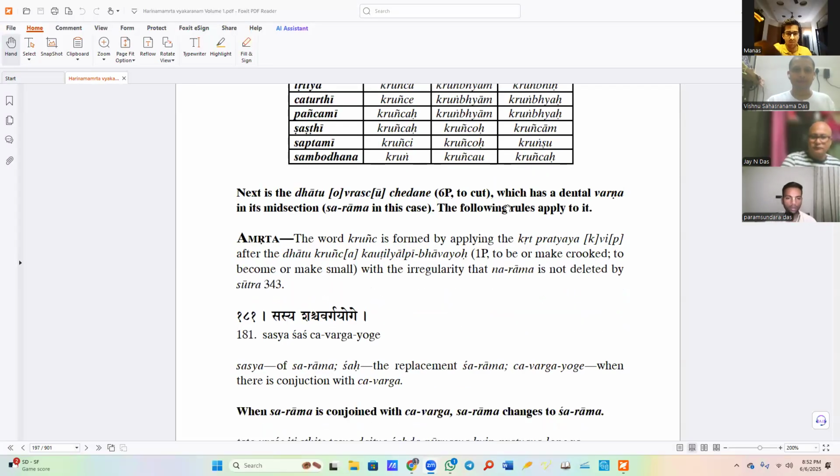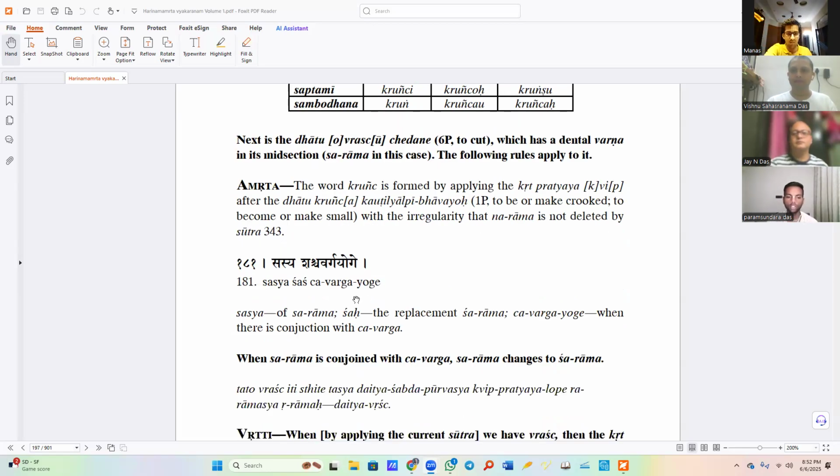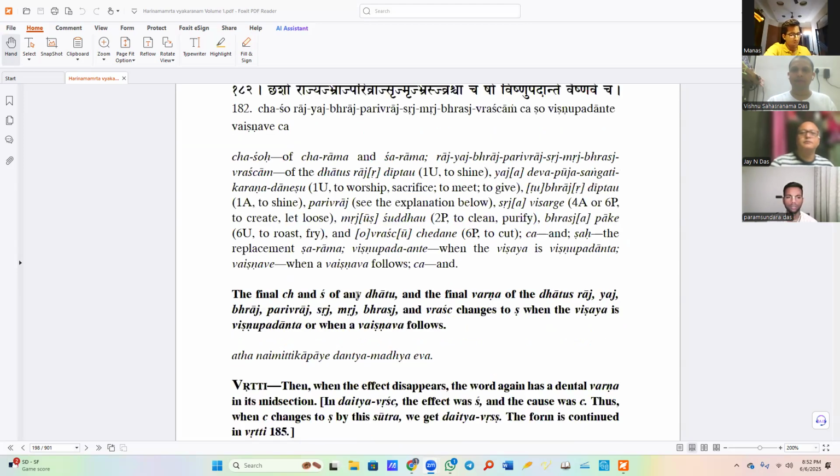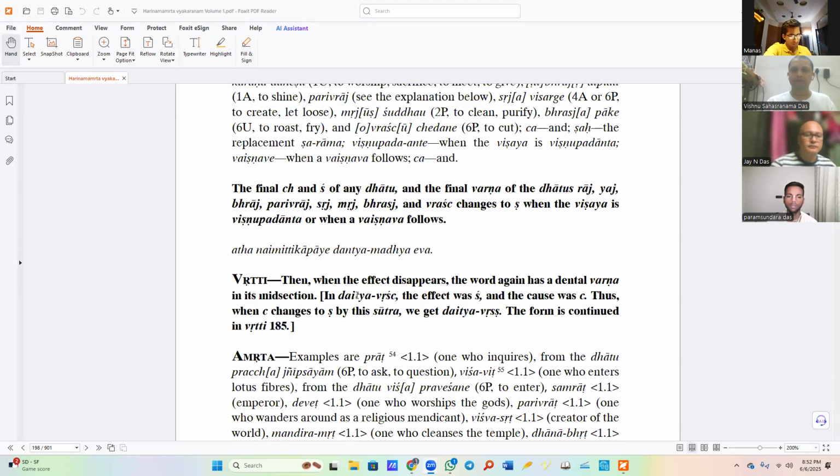Now we will begin the word Daitya Vrish. Yeah, Daitya Vrish. The next word is Daitya Vrish.